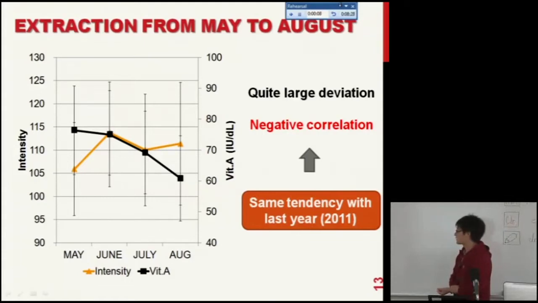And here is the extraction from May to August. There is quite a large deviation. However, negative correlation is shown. So this result shows the same tendency as last year, 2011.